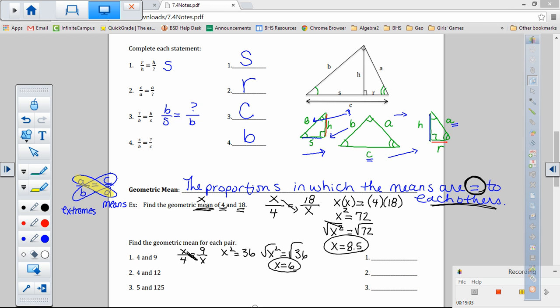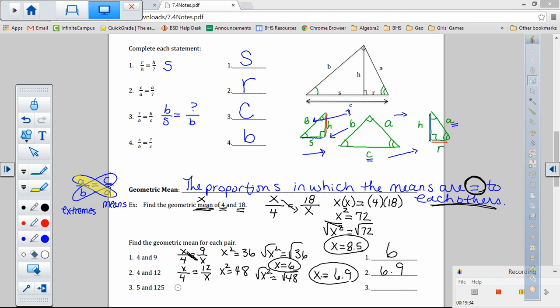Okay. Next, x is to 4 as 12 is to x. X squared equals 48. Again, take the square root of x squared and the square root of 48. X equals 6.9. That one does not come out even. That's a decimal. So over here I have 6 and I have 6.9.